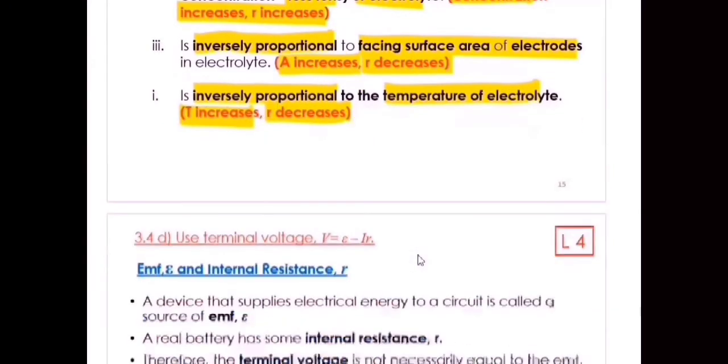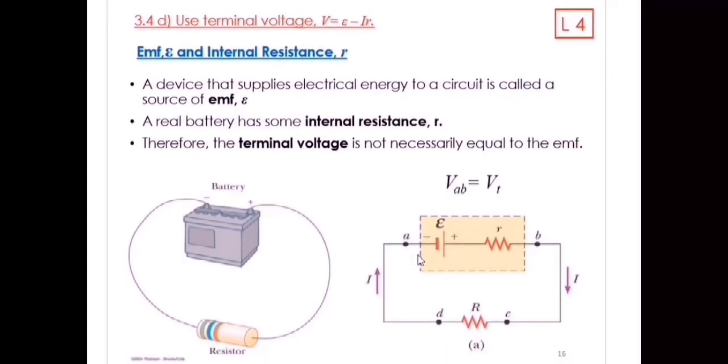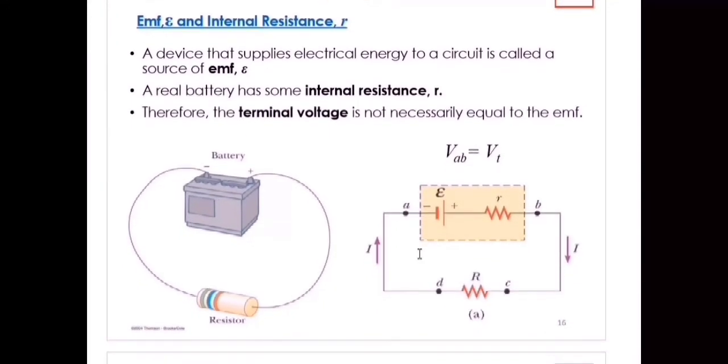Moving on to the next learning outcome, which is that you should be able to use terminal voltage V equals EMF minus IR. I'll show you how we got the equation. A device that supplies electrical energy, like I said earlier, when chemical energy is converted into electrical energy, produces a source of EMF. And since the battery itself has its own internal resistance, the terminal voltage is not necessarily equal to the EMF.